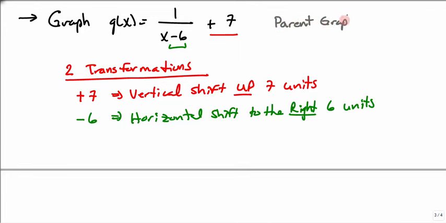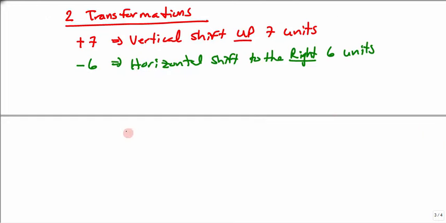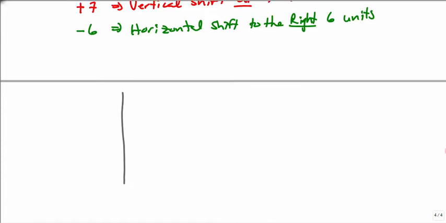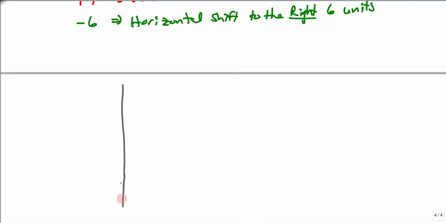And I'm going to be transforming it. So I'm going to be moving my 1 over x 7 units up and 6 units to the right. So we're going to have to make sure we leave plenty of room here. I'm going to scoot it down a little bit more. Most of everything that's going to be going on will be up here in this area.